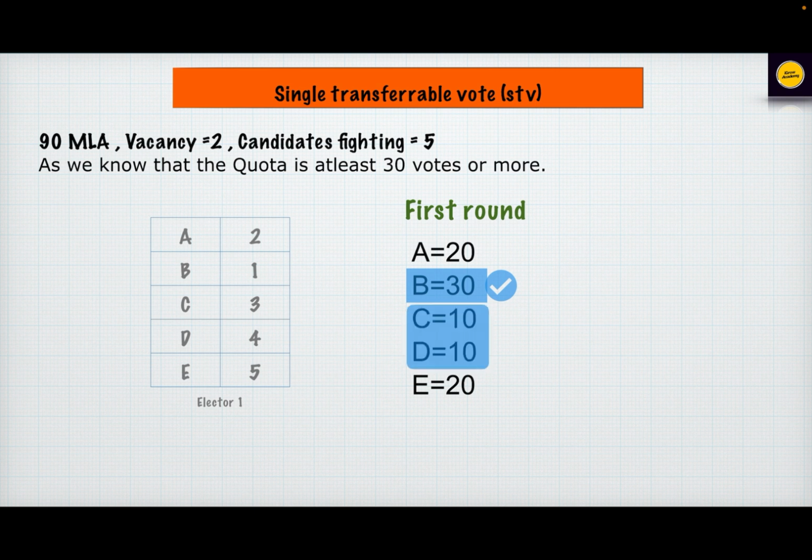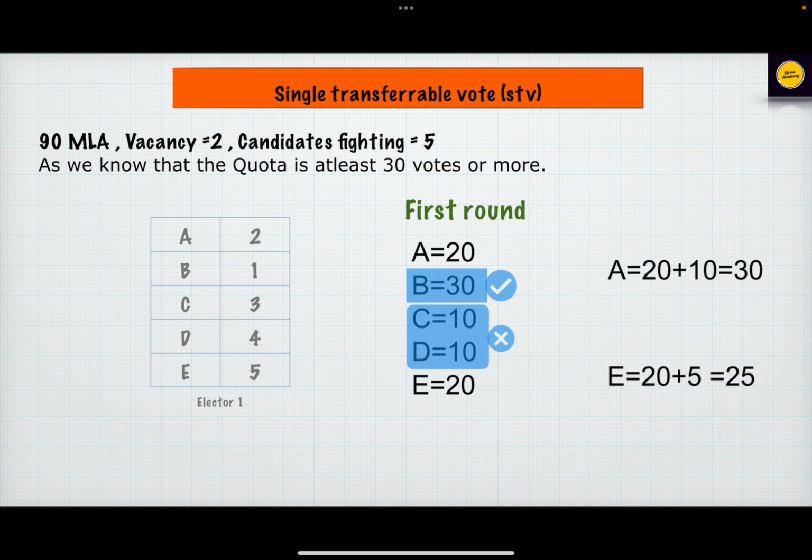अच्छा, सबसे कम किसका है? C और D को सबसे कम फर्स्ट प्रेफरेंस मिला है, तो इनको हटा दिया जाएगा. अब देखिए, A को जो वोट मिलता है वो कितना है? 20 + 10 = 30. E को कितना मिलता है? 20 + 5 = 25. देखिए B सिलेक्ट हो गया, और C और D आउट हो गए, तो बचे कितने? A और E. अब A और E में हमको दूसरा कैंडिडेट चुनना है.